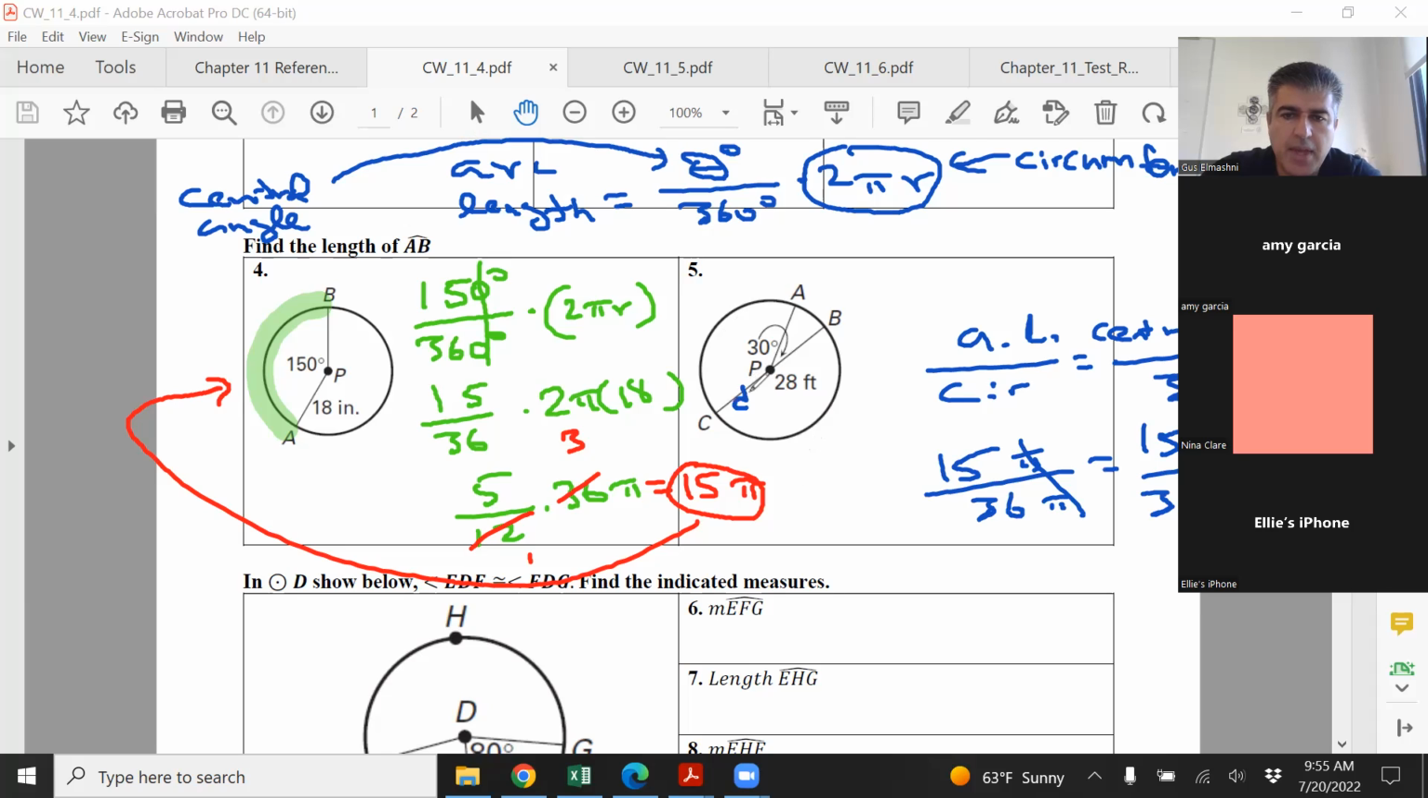Here, I think the diameter is 28. Because whenever you put it right by the center, I think that's a diameter. Whenever you put it closer to the edge, I think that's a radius. I'll be more explicit on our assessment.